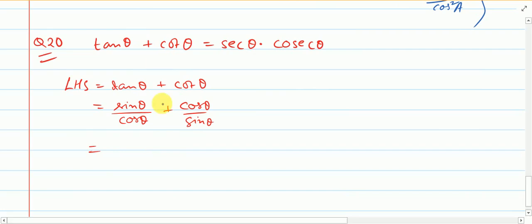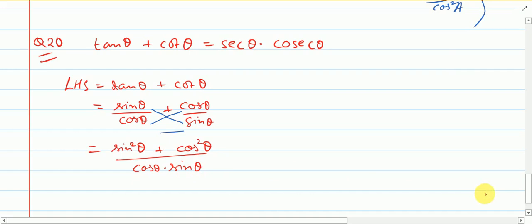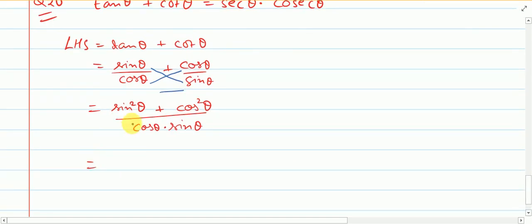So this sin theta multiplies, these two will multiply, and down this cos theta and sin theta. So sin theta into sin theta, you get sin square theta plus cos theta into cos theta, you get cos square theta, yes, and down you get cos theta into sin theta, done. But you know sin square theta plus cos square theta is 1, so you write 1, and here simply cos theta into sin theta.